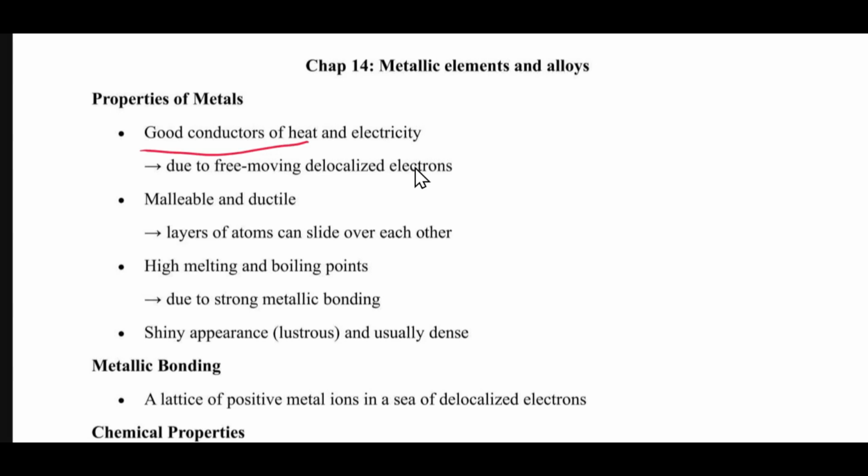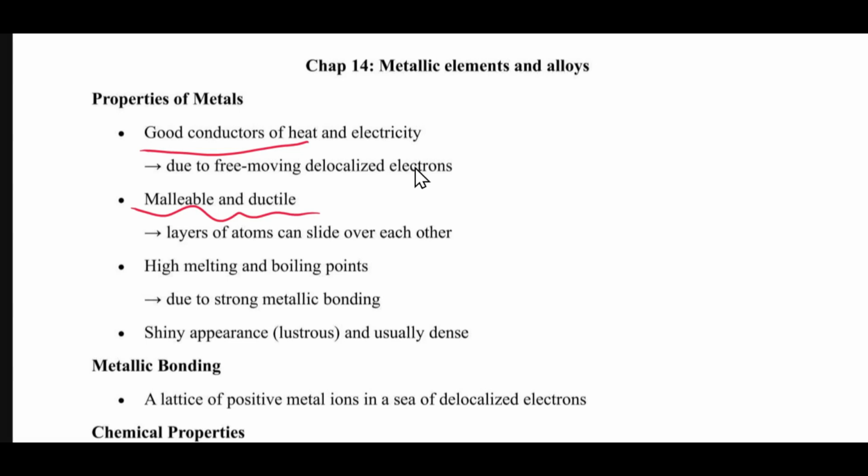Another property of the metals is that they are malleable and ductile. What does malleable mean? Malleable means they can easily change their shape. They will not break, but they will change their shape. And ductile means that you can change their shape into a wire. So metals are malleable and ductile. What is the reason behind it?